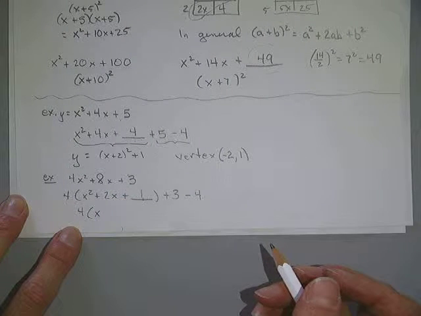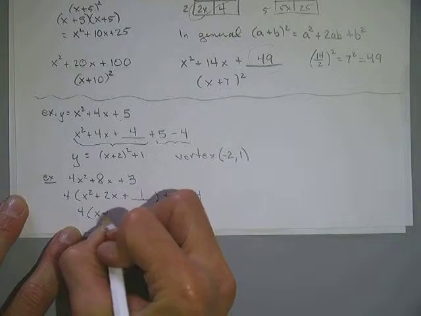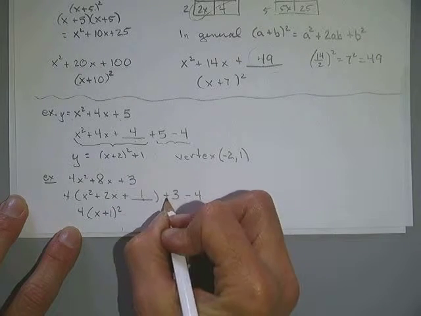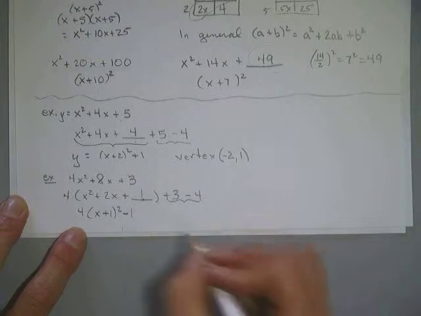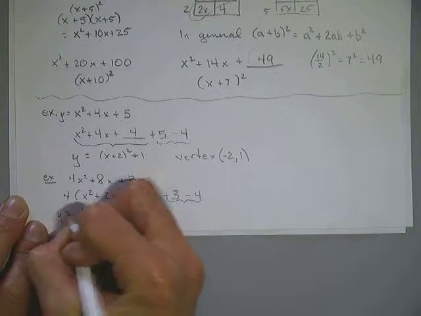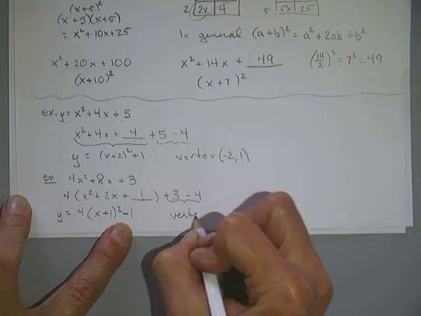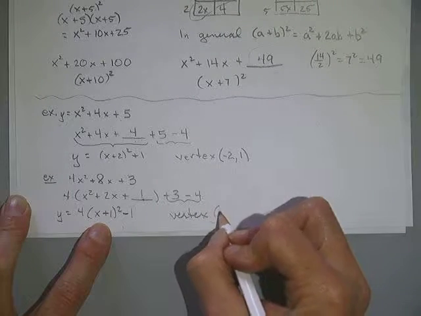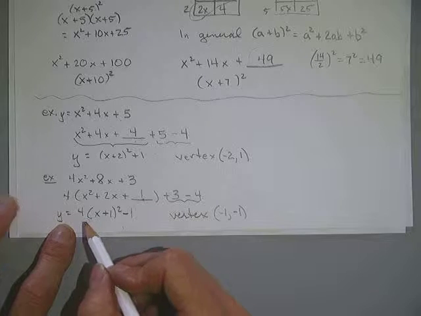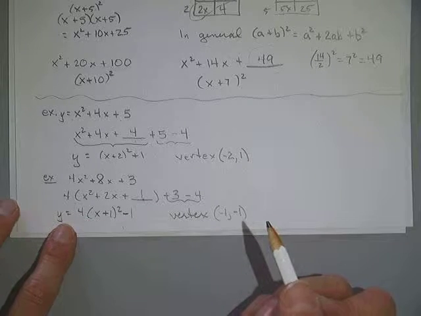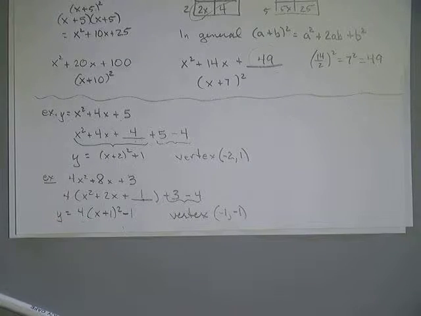All right, so now I have 4 times... what's my perfect square? Yep, x plus 1. And then what do I have in this? All right, so this equation, what is its vertex? Negative 1, negative 1. Perfect. What does the 4 do to the parabola? It vertically stretches it by a factor of 4. Excellent.